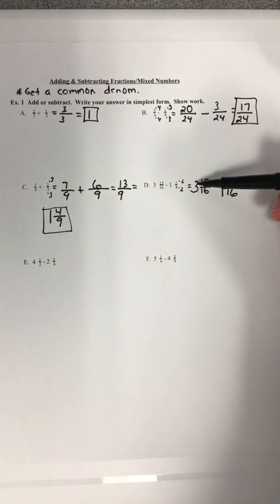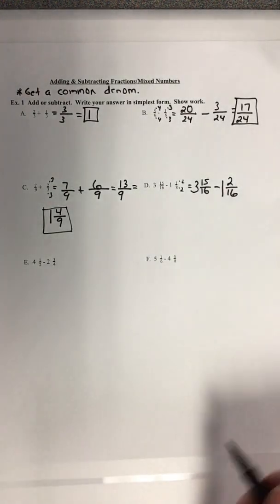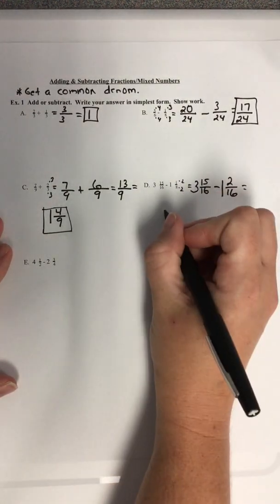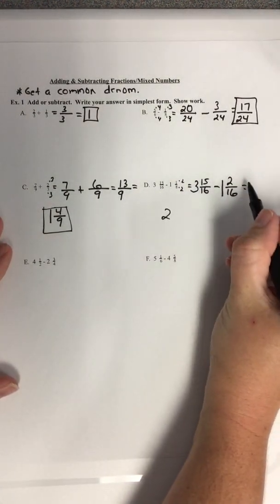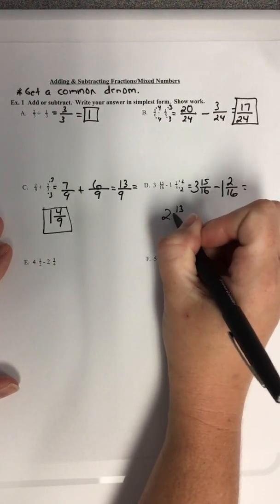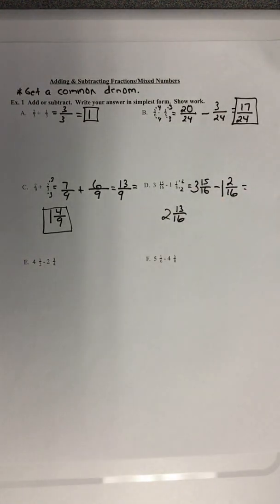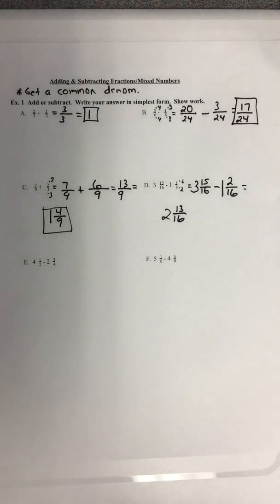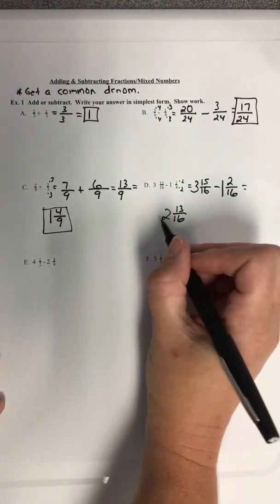So it is subtraction, so I can just go ahead and take 3 minus 1, subtract the whole number piece of it, which is going to give me a 2. Take the 15 minus the 2, that'll give me a 13 over the 16, the denominator goes along for the ride. And again, take a look at it. Is that in simplest form? Yes, it is, because there's nothing that goes into 13 and 16 other than 1.